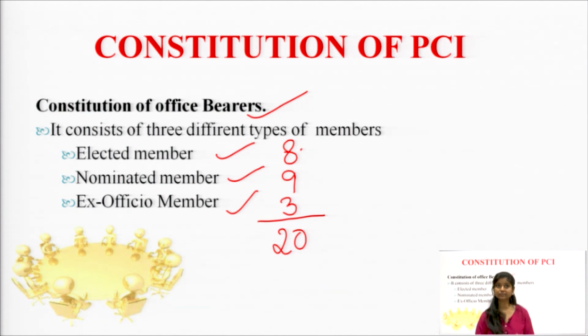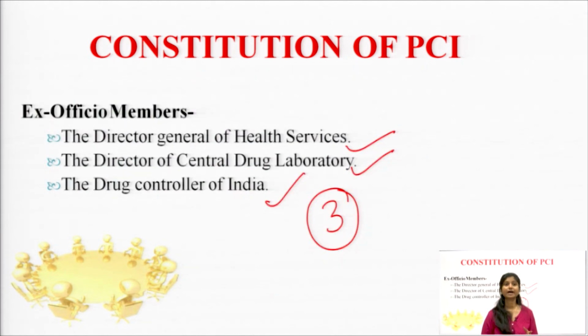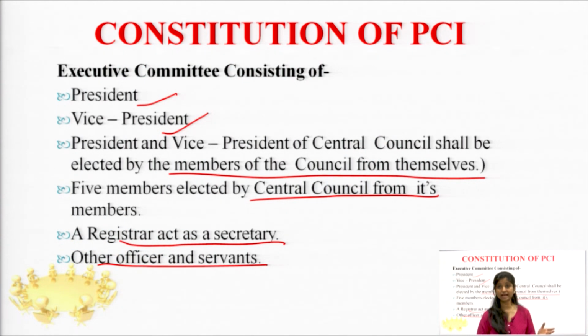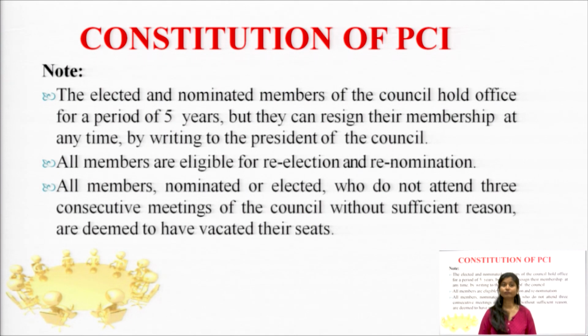And from within these 20 people, there is an executive committee which has the president, the vice president, a registrar and the officers and other servants. The registrar acts as the secretary of the team of Central Council. That was the constitution of PCI, and now let us see the main points which it covers.